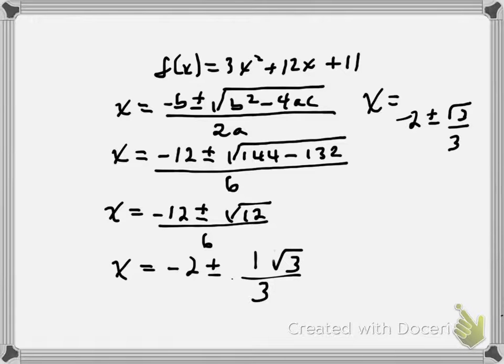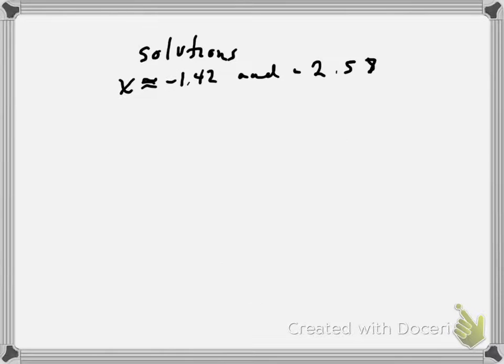And so what I want to do now is find out what that is as a decimal. So negative 2 plus the square root of 3. Okay, so as decimals, my solutions are x being approximately negative 1.42 and negative 2.58.